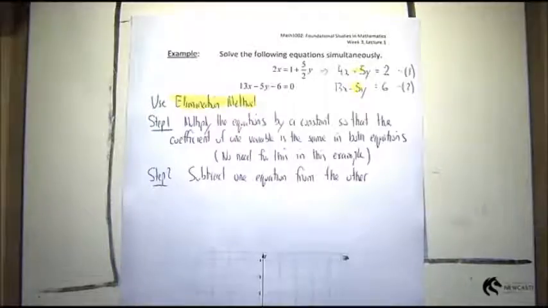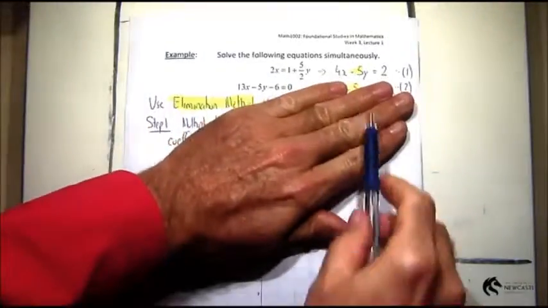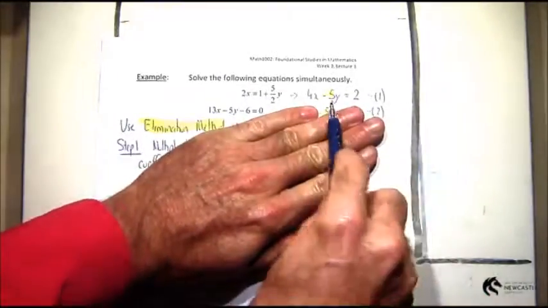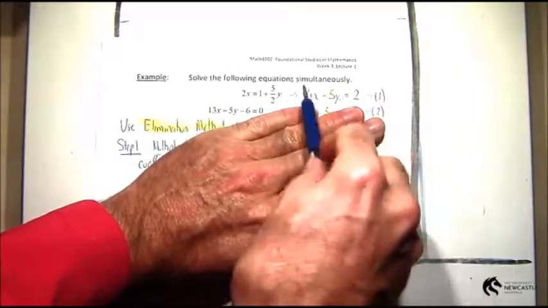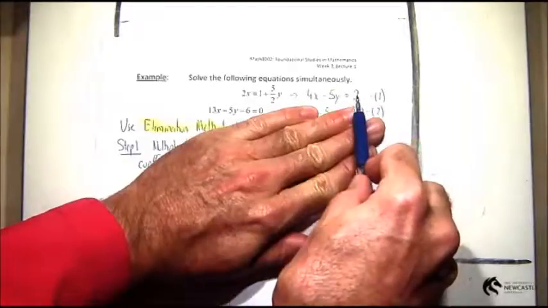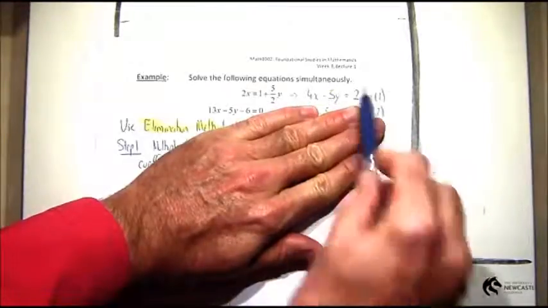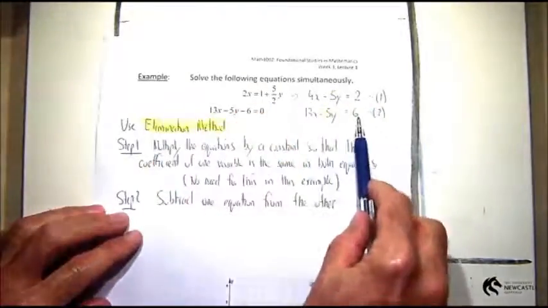Now, if we were to look at our equations, the way we interpret them, the way we think of an equation is here. Let me look at the first equation. 4x minus 5y is equal to 2. What I'm thinking is the number on the left is equal to the number on the right. Likewise, in this equation, the number there on the left is equal to the number on the right.